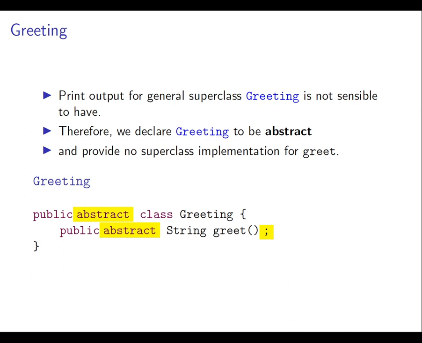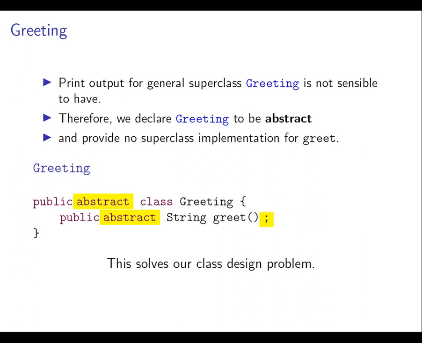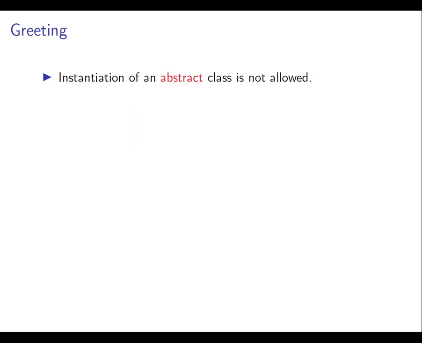And in particular, we don't know how to provide an implementation for greet, and so we declare the greet method abstract as well. So you see the same keyword is being used in two different contexts here, once to apply to the class and the other time to apply to the method. When you have an abstract method, you do not provide an implementation in curly brackets as you're used to doing. Instead, you simply put a semicolon after that specification of what the method is. That's good. That actually solves our problem.